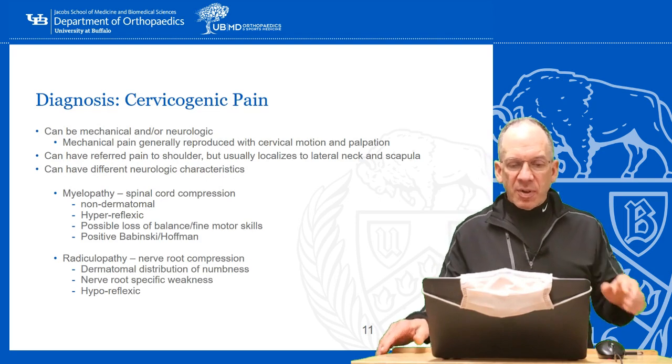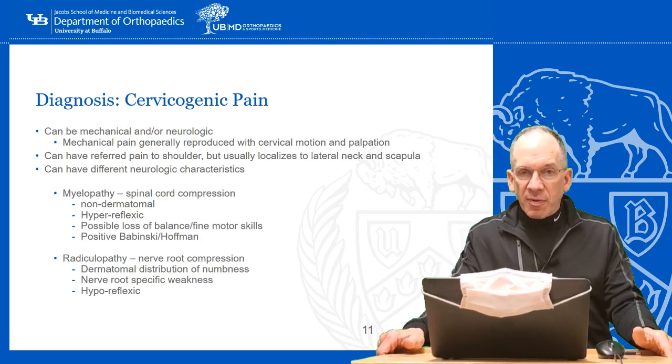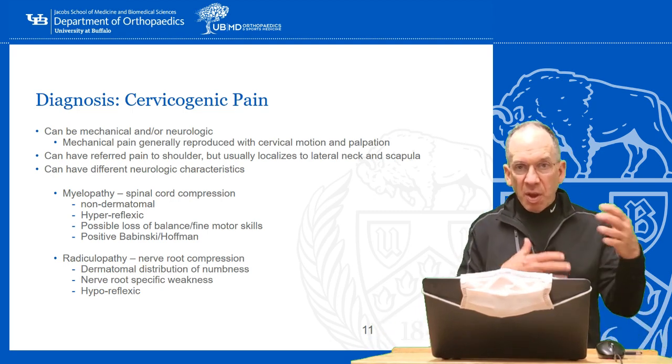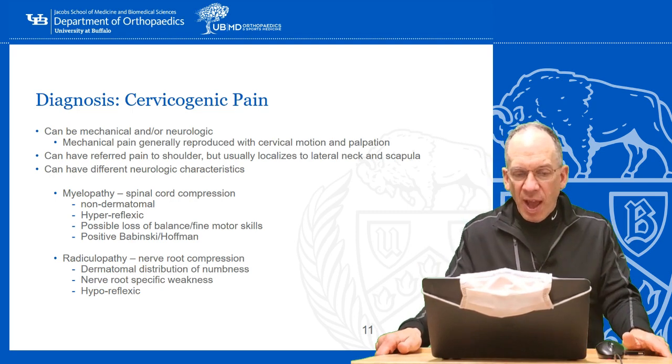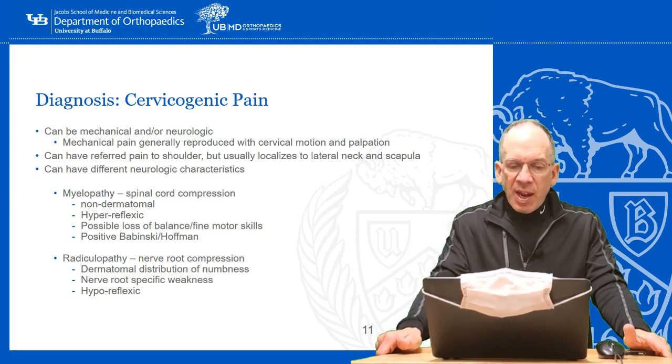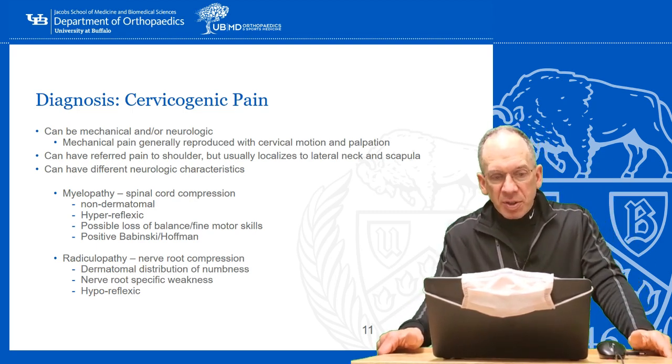Cervicogenic pain is different. It can be mechanical and/or neurologic. If you have degenerative disease in your cervical spine, you can have mechanical pain from having worn out joints and arthritic joints in your neck. And mechanical pain is generally reproduced with cervical motion and also by palpating the painful areas.